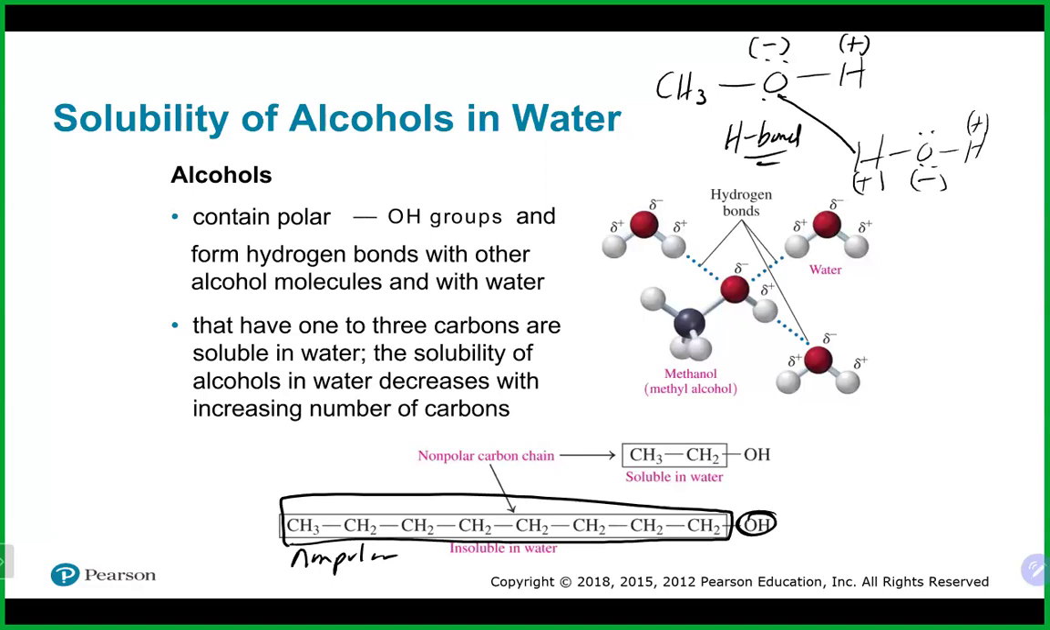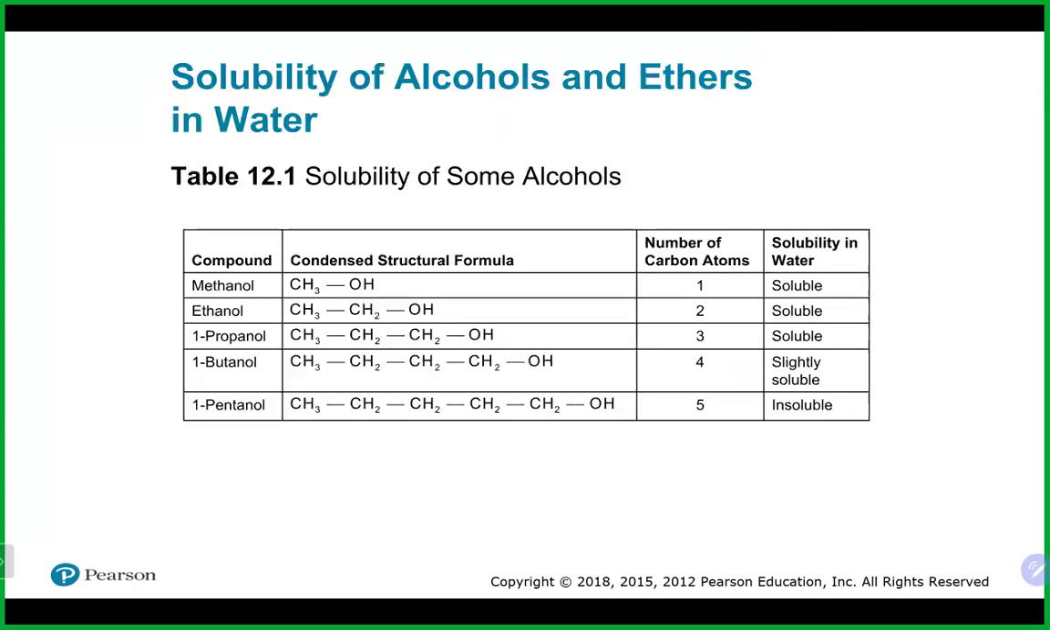And as we start building out a lot more carbons, it gets really big. It doesn't have places to interact well with water, and we see the solubility really start to drop a lot. So as we can see here, once you hit about 5 or more carbons, we're going to really see the solubility of these alcohols start to drop.